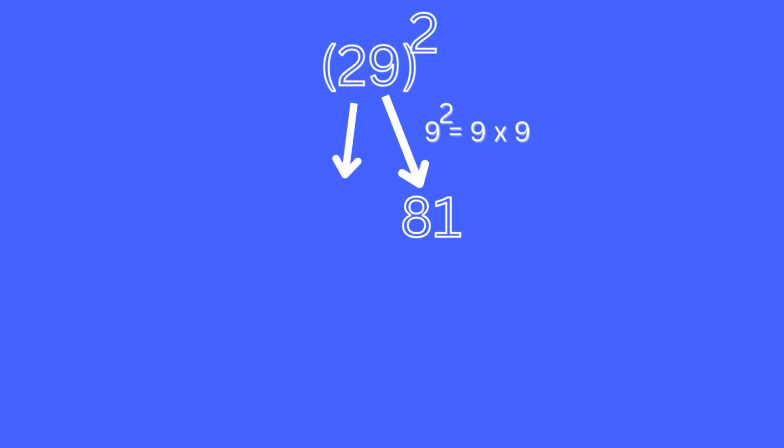29 square. Step 1, look at the rightmost digit. It is 9. Square it. 9 into 9 is equal to 81. Write down 81. Step 2. Now take the leftmost digit. It is 2. Square it. 2 into 2 is equal to 4. Write down 4.